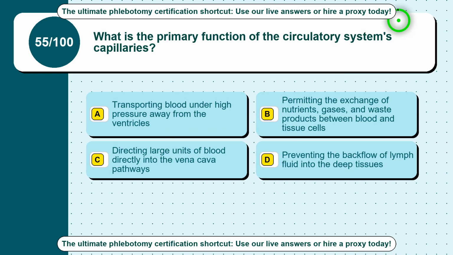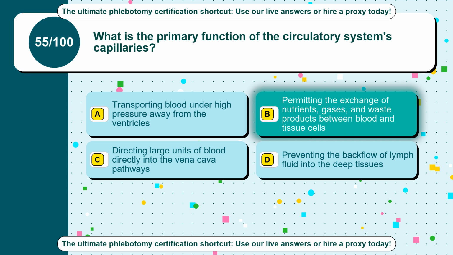Question 55. What is the primary function of the circulatory system's capillaries? Option A. Transporting blood under high pressure away from the ventricles. Option B. Permitting the exchange of nutrients, gases, and waste products between blood and tissue cells. Option C. Directing large units of blood directly into the vena cava pathways. Option D. Preventing the backflow of lymph fluid into the deep tissues. The correct answer is option B.